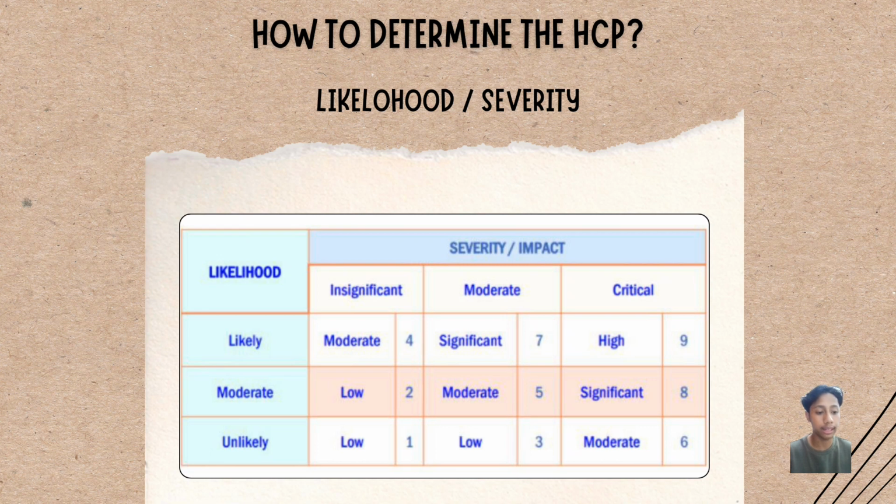So for likelihood we have likely, moderate and also unlikely. In the severity we have insignificant, moderate and also critical. So for likely, in the insignificant is moderate, significant, and also high. So as you can see, that is how we determine the HCP.